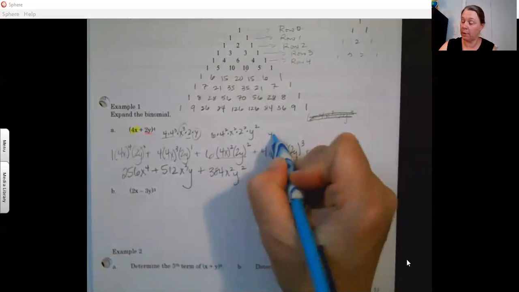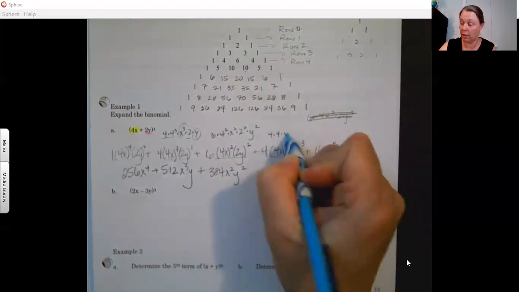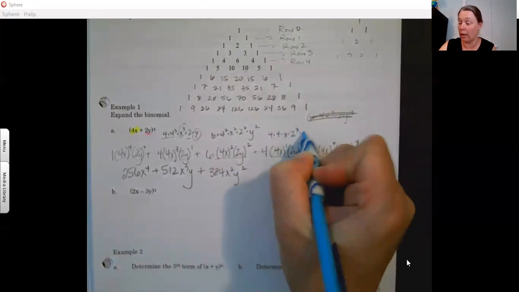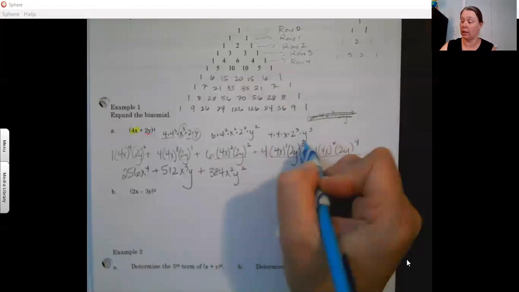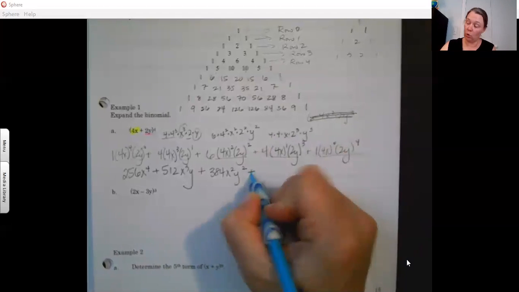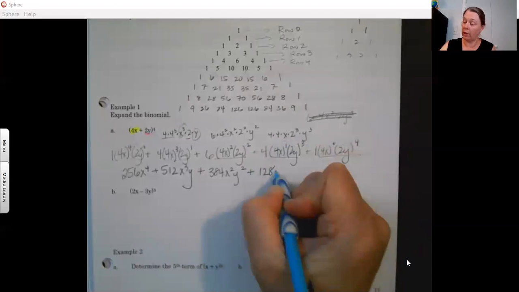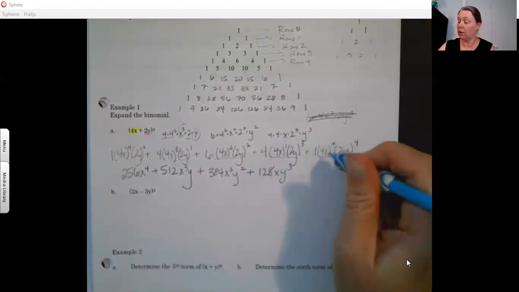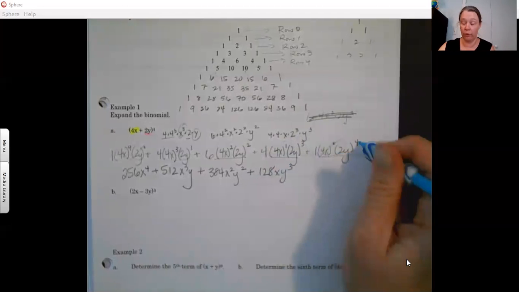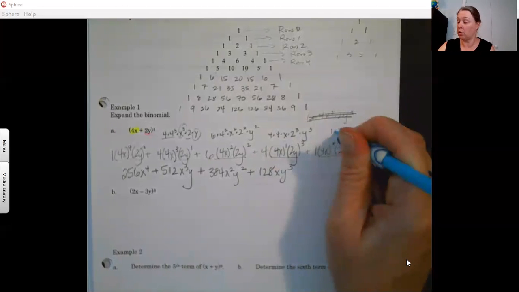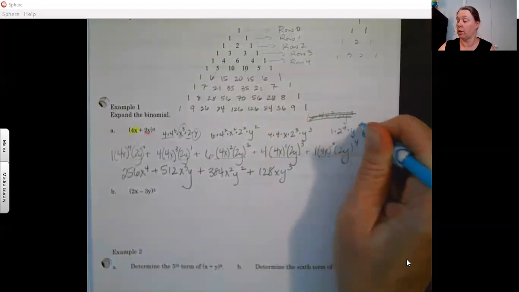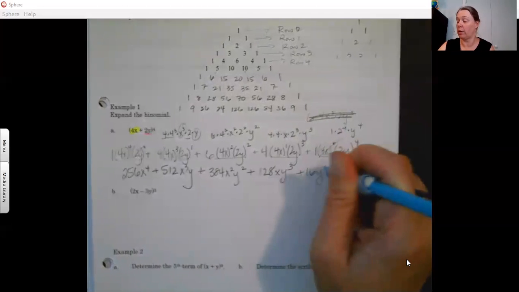Okay, here, this will be 4 to the first times x to the first times 2 to the third times y to the third. So 4 times 4 and then times 8. So 128, and then I have an xy cubed. And then here, this is to the 0, that's gone, so 2 to the 4th. This is 1 times 2 to the 4th times y to the 4th. So plus 16y to the 4th.